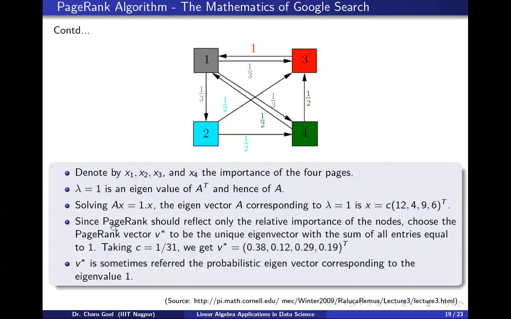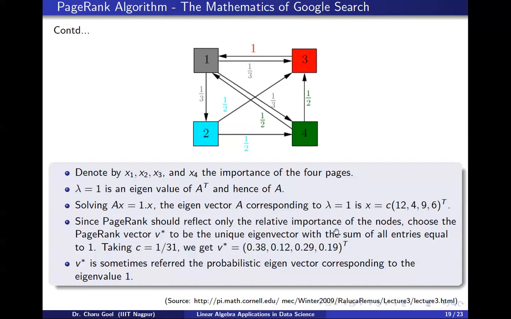Now since page rank should reflect only the relative importance of the nodes, right? Relative importance. One thing I should have said is that the more pages a page is referring to, the more its importance decreases, because the importance is 1 by k. So if page 1 is referring to 3 nodes, its importance is only 1 by 3. But see, page 3 is so important because its importance is 1. So whoever page 3 gives a vote to, it's really important.